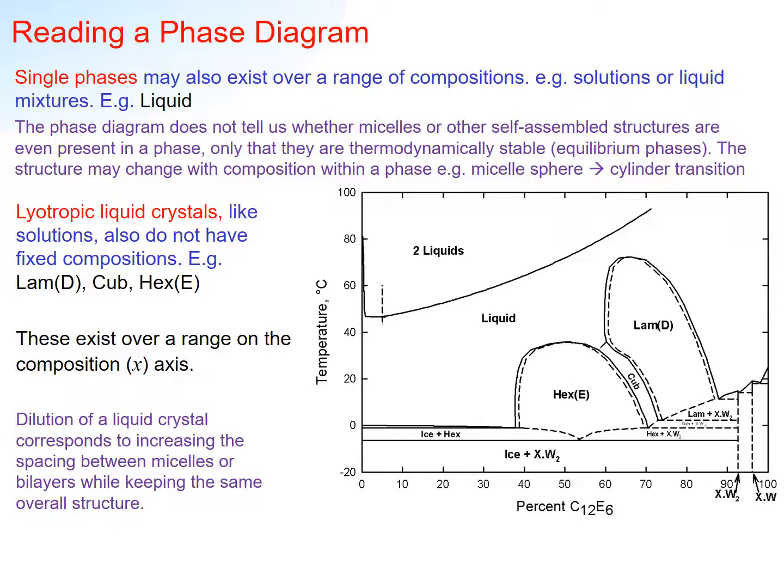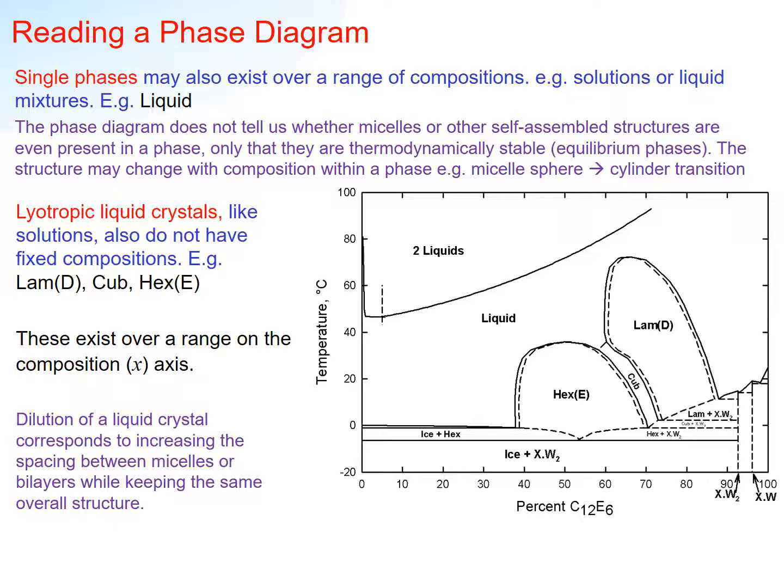Single phases can also exist over a range of compositions. Solutions are an example of this, shown as liquid in this phase diagram. The phase diagram doesn't tell us whether micelles or other self-assembled structures are present in a phase, only that they are a single thermodynamically stable phase above a melting point, below a boiling point, and between other kinds of phase boundaries. Structure may change within the composition.